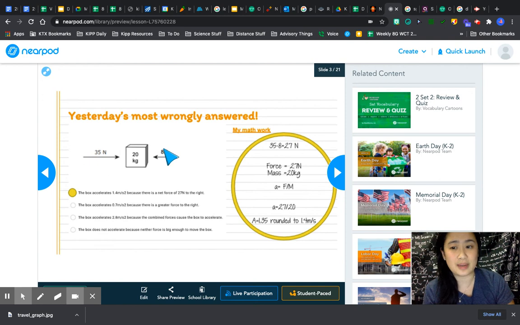And to do that, because these forces are in opposite directions, 35 newtons going to the right, 8 newtons going to the left, you are going to subtract. So I took 35 minus 8 is 27 newtons. I got a net force of 27 newtons. They told me the mass is 20 kilograms.